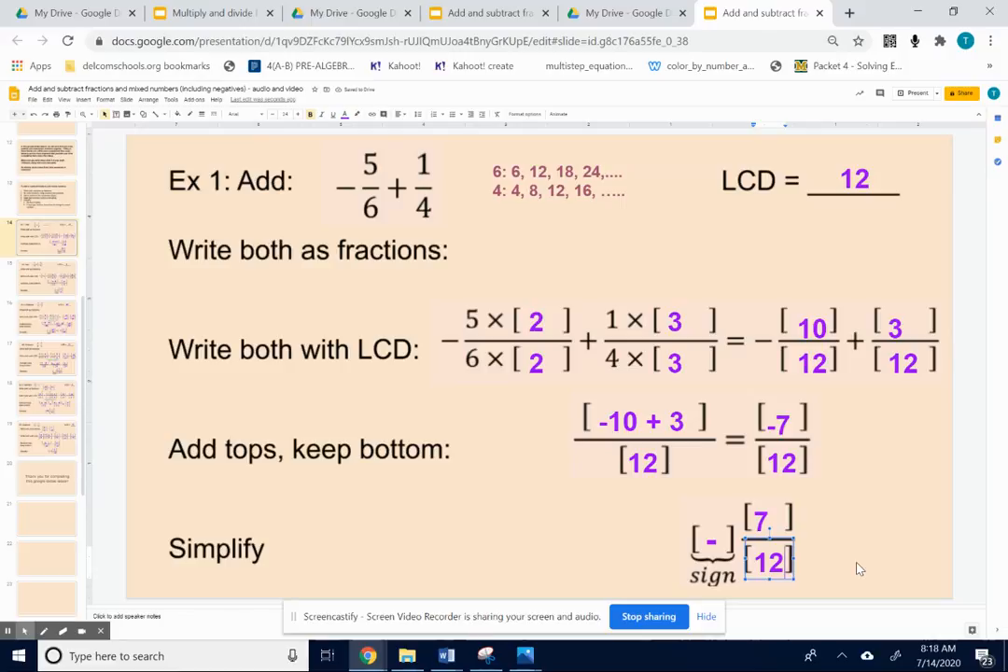Pause this video as much as you need to, look back over it, but try problem 1. Maybe try to do a little bit more on your own, but use the videos to double check as you go.